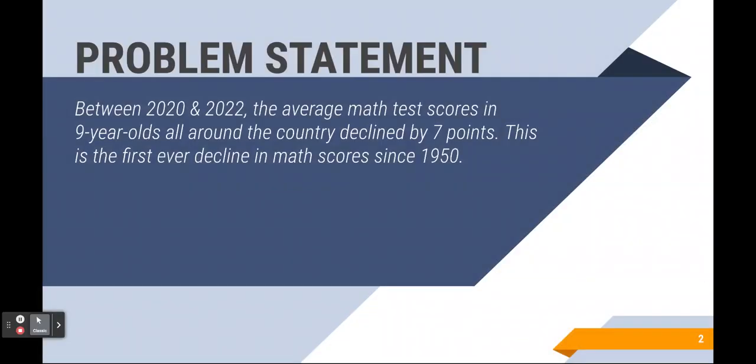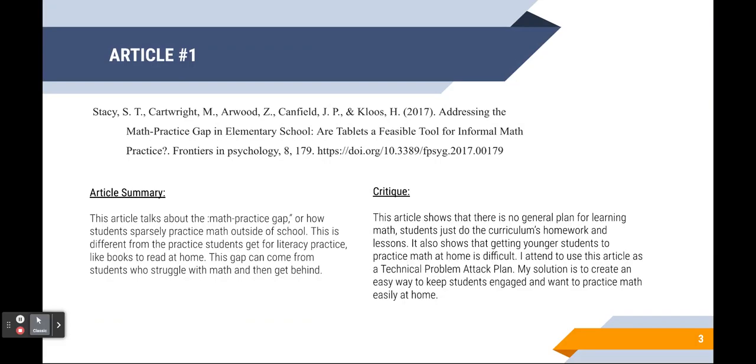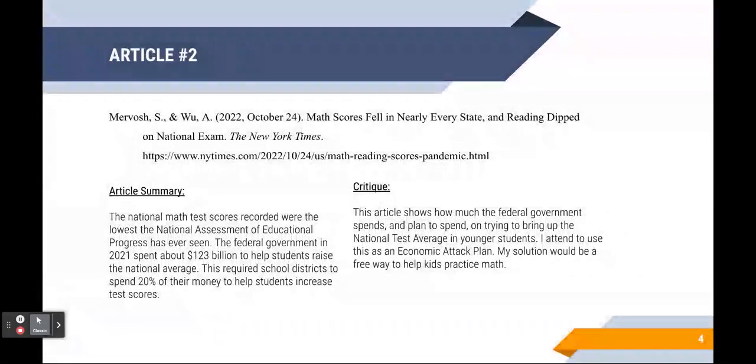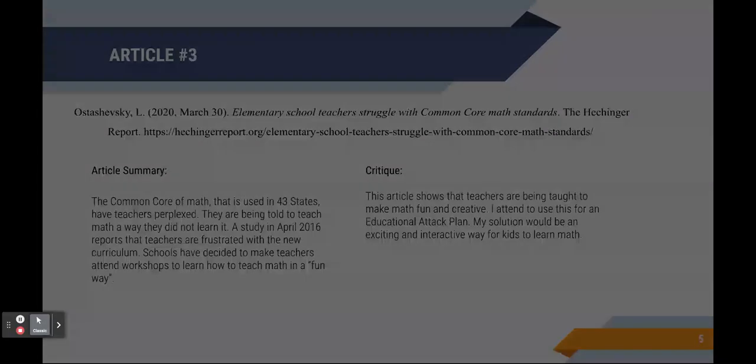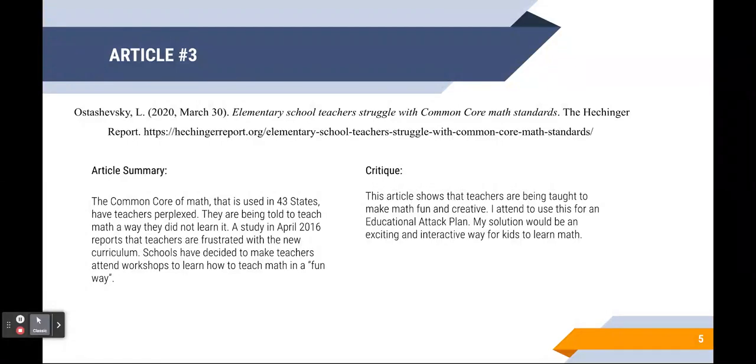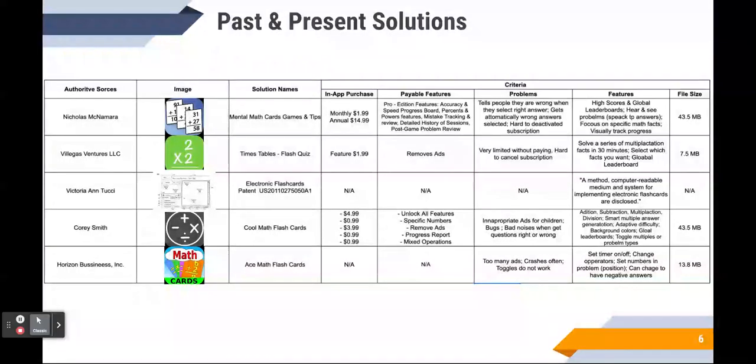My problem statement is that recently there has been a decline in math test scores in young students. Here are article statements that help prove my problem statement with different attack plans like educational, technical, and economic. Here are some past and present solutions for some math apps and one patent, and a look at some of their in app purchases and features.